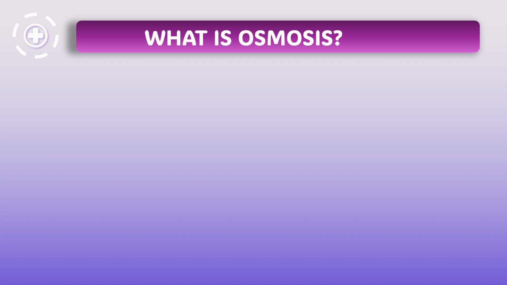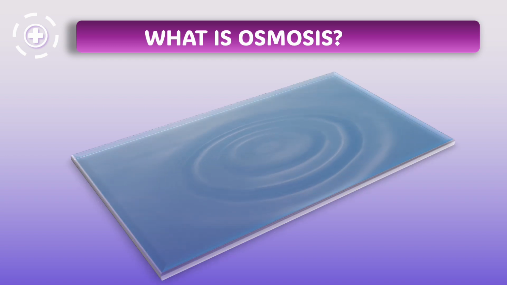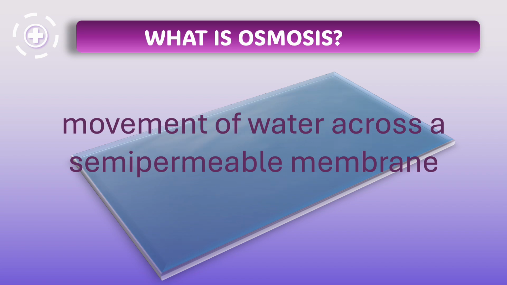To understand these fluid shifts, we first need to understand a key process that drives water movement in the body. So let's start with the simple question. What is osmosis? Osmosis is the movement of water across a semipermeable membrane. This process determines where fluid shifts in the body.